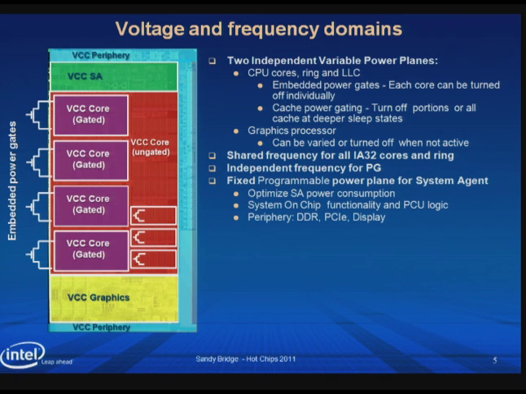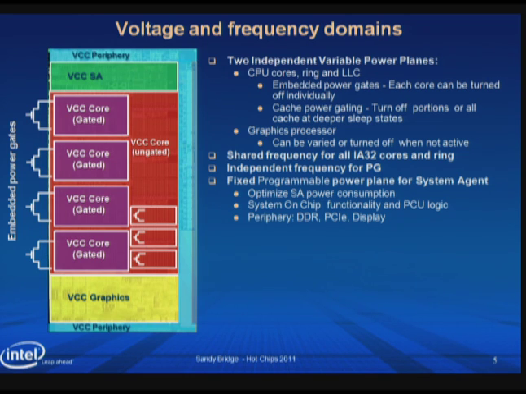The cache itself also has power gates for each way, and when we go into C7 and below, we can start to write invalidate and flush the cache, and turn off gradually the entire last level cache, further saving leakage.